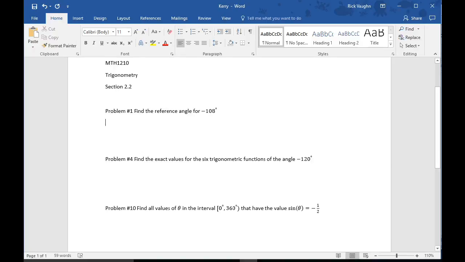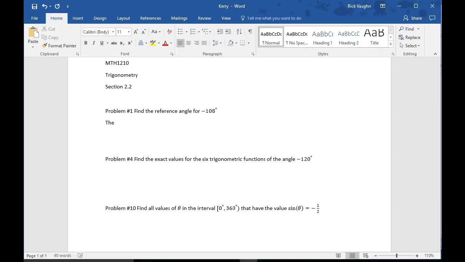All right, so we're going to start with problem 1 here. Find the reference angle for negative 108 degrees. Negative 108 degrees is in the third quadrant. We want to find the angle in the first quadrant that has the same relative position to the coordinate axes. Since this is in the third quadrant, if we go 180 degrees in the opposite direction, we will be in the first quadrant. So if I add 180 degrees to this negative 108, I will get the reference angle.